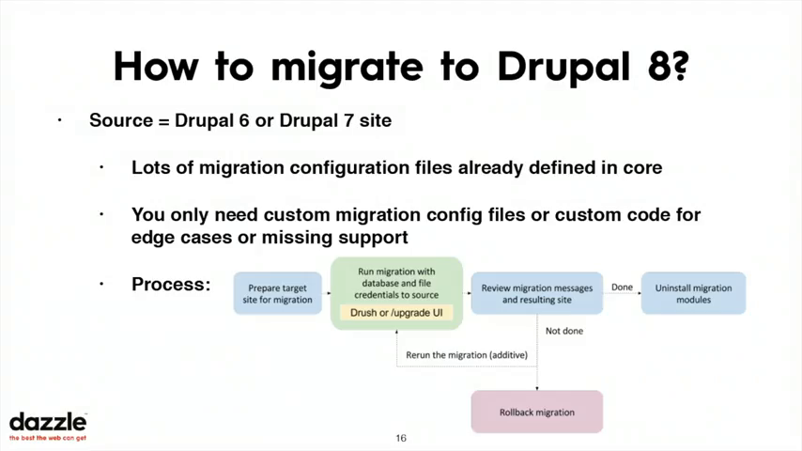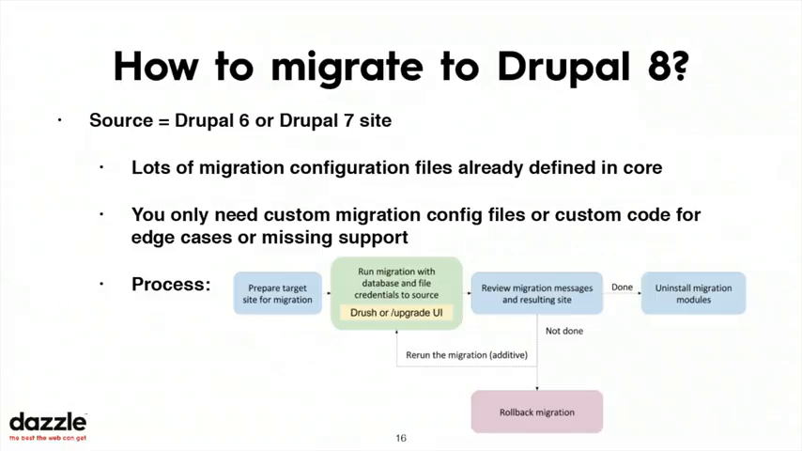So the basic concept of how you would migrate to Drupal 8 if your source is a Drupal 6 or Drupal 7 site, so basically the upgrade path. Like I said, a lot of migration configuration files are already in core. If you install contrib modules, you should check if they also come with some migration files. And then you would only need to write maybe some custom code for the missing bits and pieces. Hopefully that shouldn't be too much, but it all depends on your setup, of course.